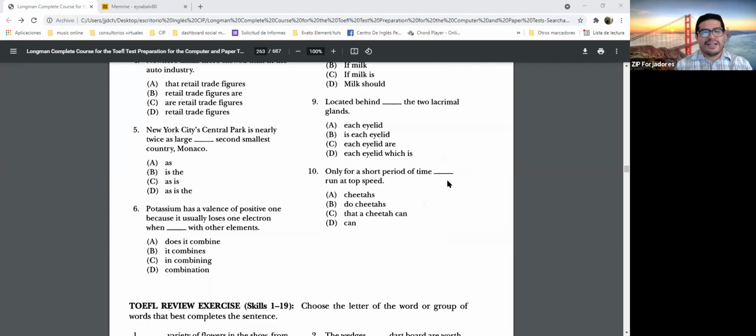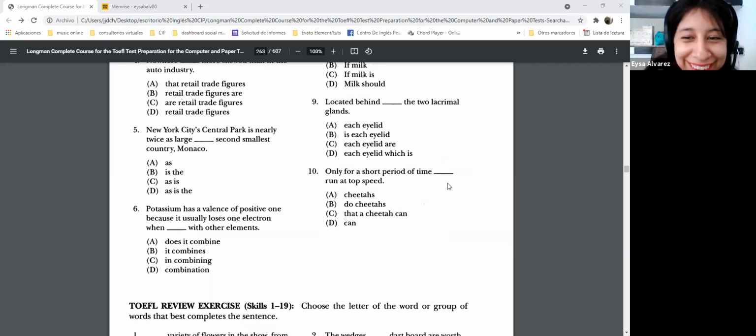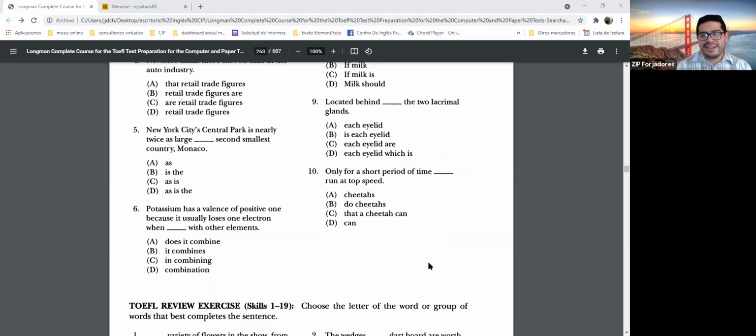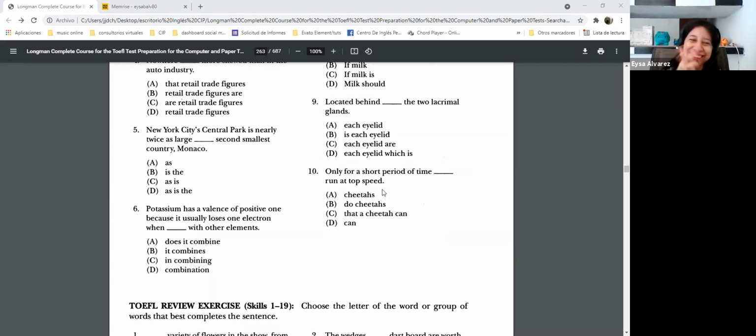Good, number 10. I chose the letter A. Letter A, letter A, letter A, letter A, What happened? letter A, letter A.